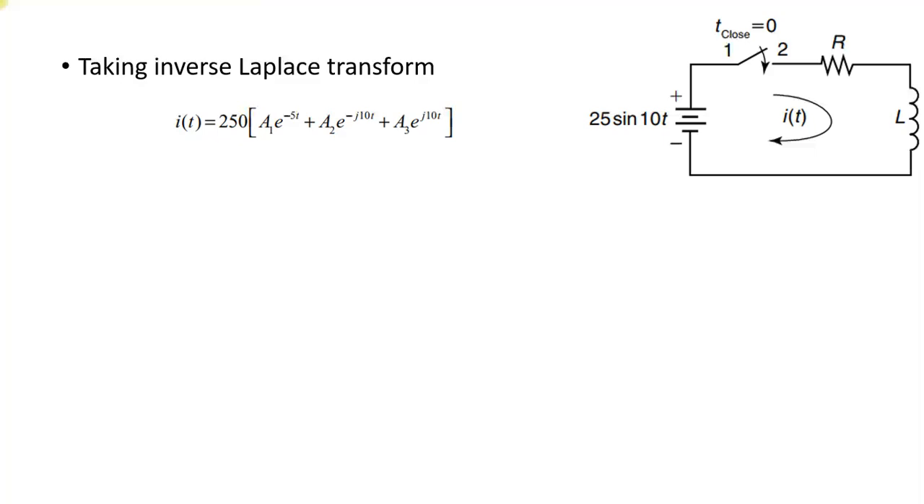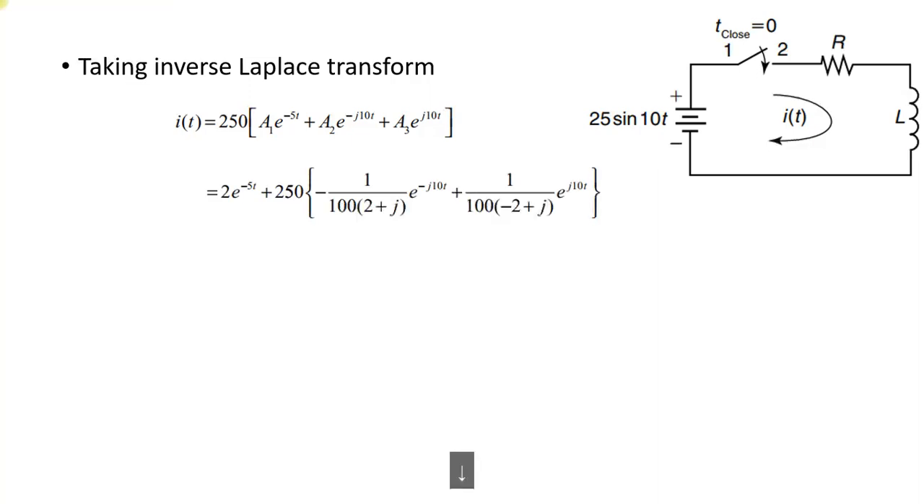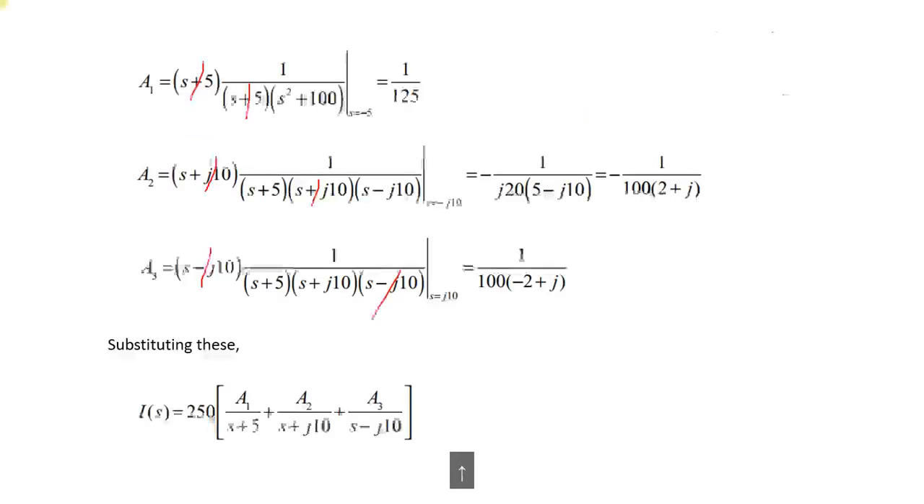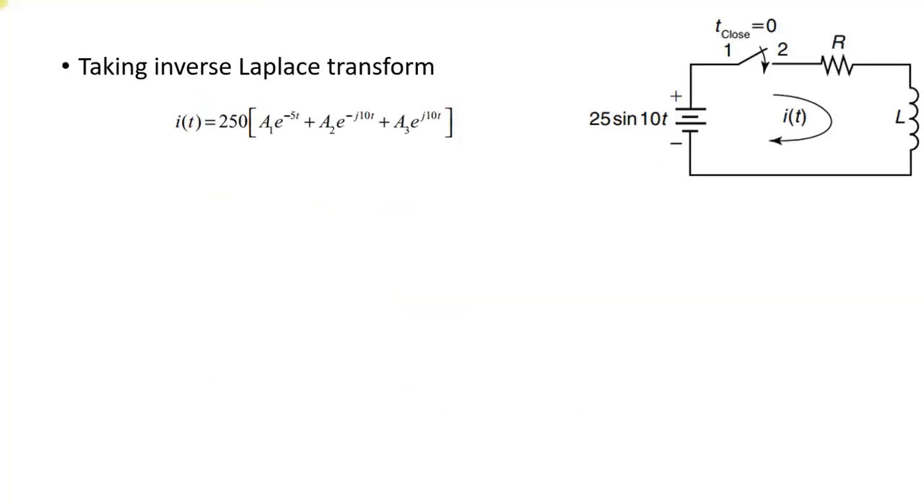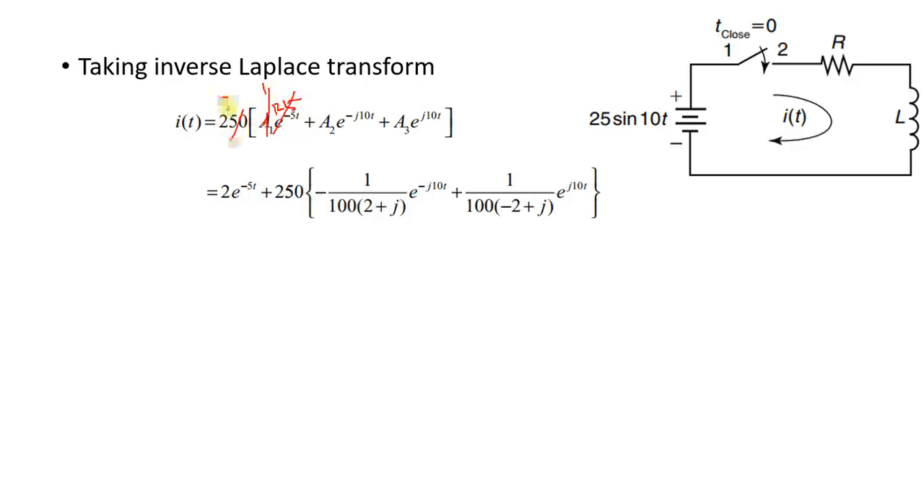Okay, any doubt? So now you substitute the values of a1, a2, a3. Okay, so a1 is nothing but 1 divided by 250. Sorry, here a1 is nothing but 1 divided by 125. So now you substitute this 1 divided by 125. Here a1 is replaced by 1 divided by 125. Simplify this, it should be equal to 2 into e power minus 5t, which is given here. Substitute a2 and a3, it should look like this.